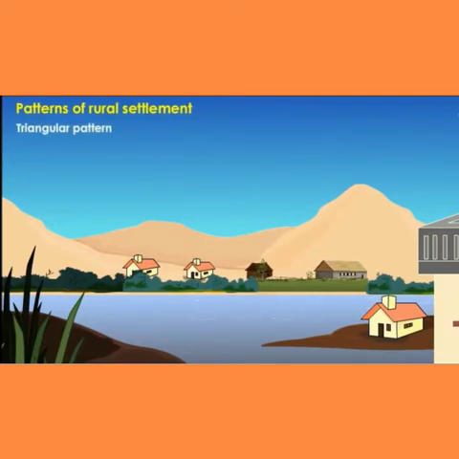Triangular pattern. Sometimes the rural settlement develops at the confluence of 2 rivers and the houses are built in between the 2 rivers, and it ultimately develops into a triangular pattern.